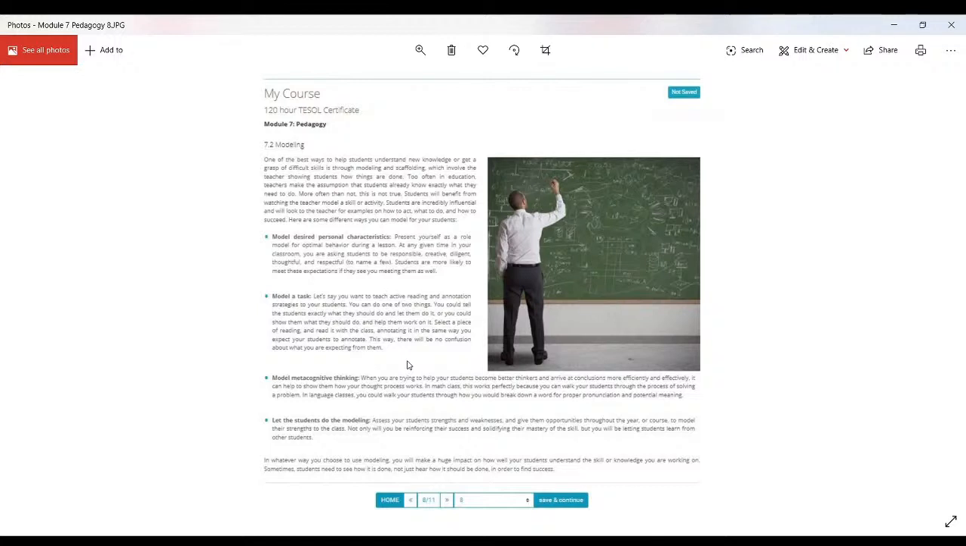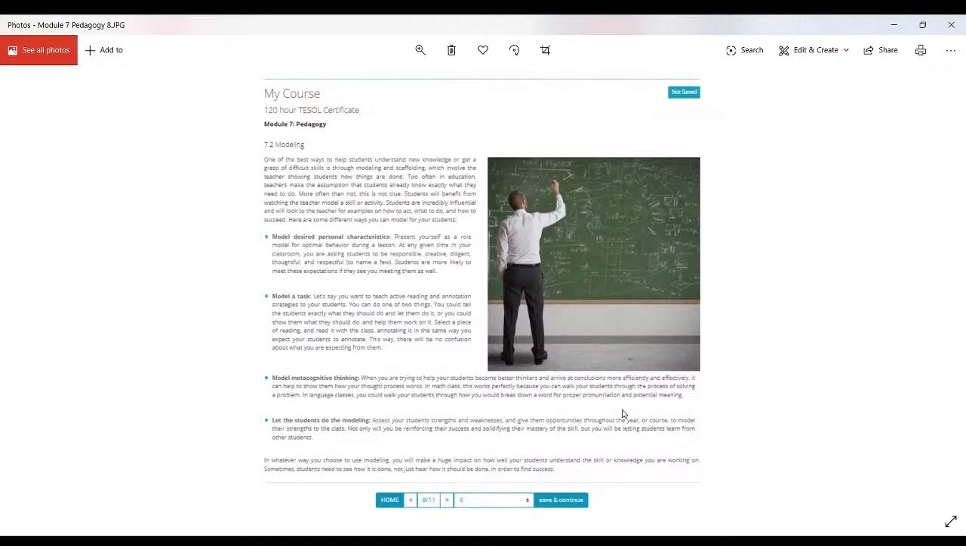Okay, next, model metacognitive thinking. When you are trying to help your students become better thinkers and arrive at conclusions more effectively and efficiently, it can help to show them how your thought process works. In math class, for example, this works perfectly because you can walk your students through the process of solving a problem. In language classes, you could walk your students through how you would break down a word for proper pronunciation and potential meaning. Diyan din pumapasok yung decoding, right?